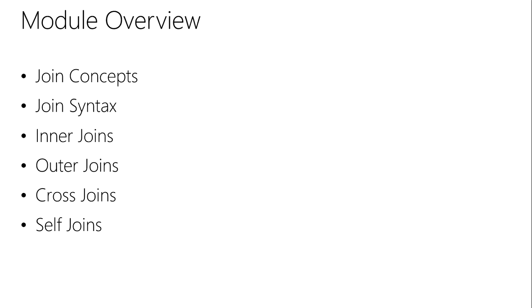What we're going to cover, there's a number of things to get through. We'll talk about some basic concepts of what a join is and how they work. And then we'll look at the syntax that we use to define joins in our queries that join together data from one table to another. And then we'll look at 4 different types of join that we can implement in Transact-SQL and understand the differences between each of those and when we would use each of them.